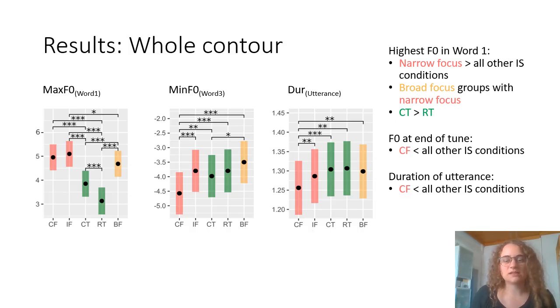These 3 measures tell us something about the whole contour of the utterance. The maximum F0 in word 1 was higher for narrow focus than all other information structure conditions. And we can see here in the leftmost plot that the broad focus groups with narrow focus. Also, the highest F0 in word 1 was higher for contrastive topic than for ratified topics.